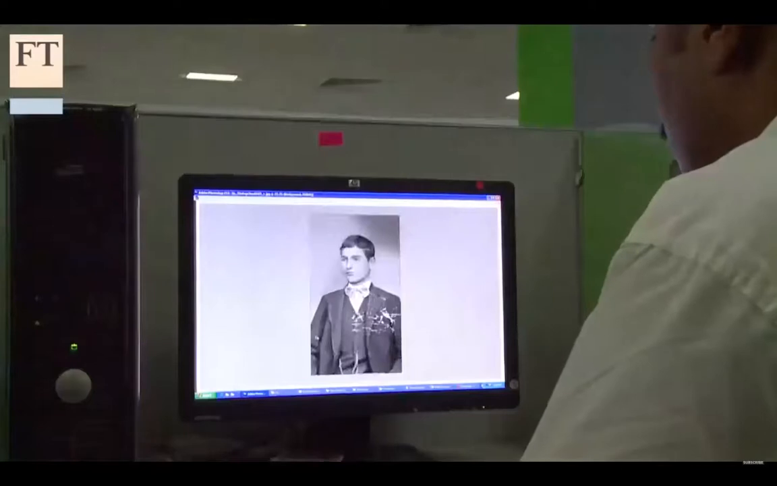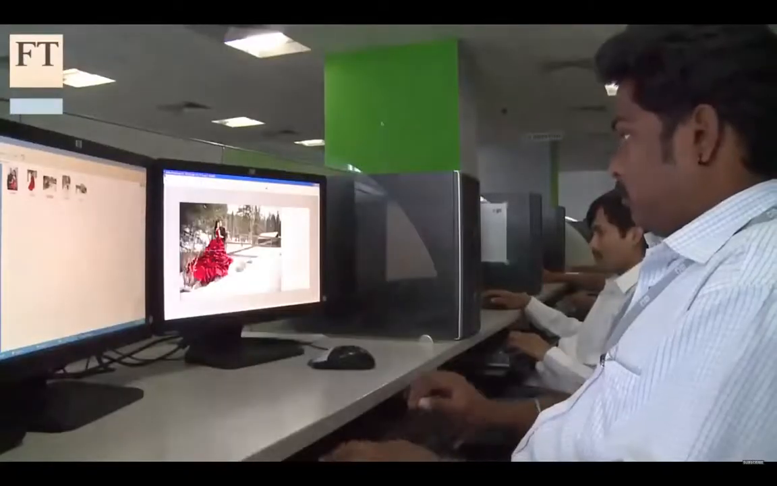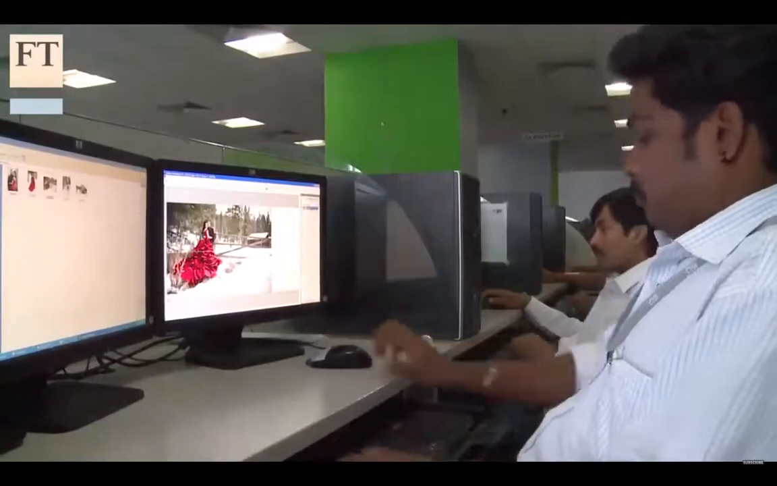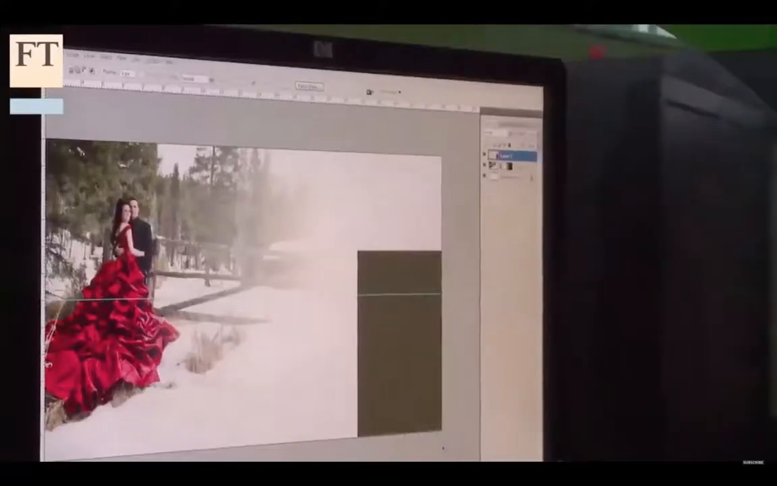Scan Cafe, meanwhile, started out as a class project at the Wharton Business School. It began scanning and enhancing old photographs, but now increasingly employs high-end designers to create custom-made photo books. Originally, the founders planned to do this work in America.